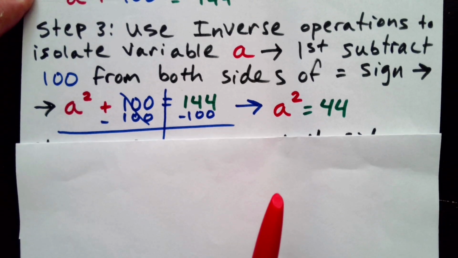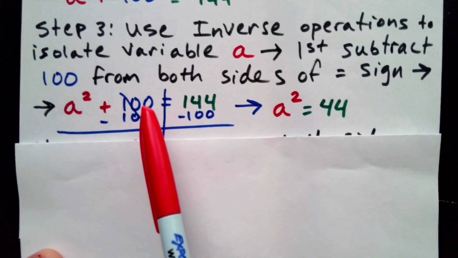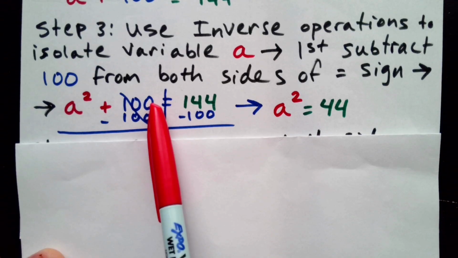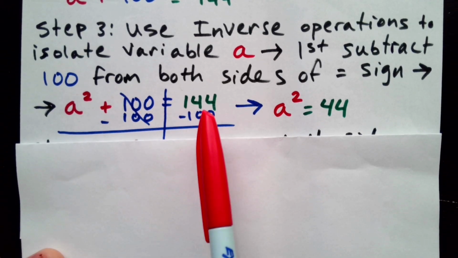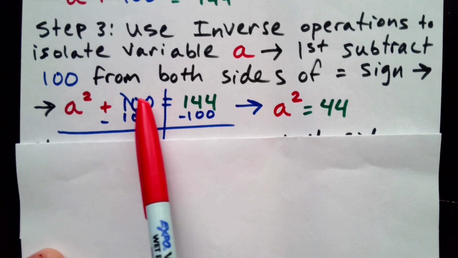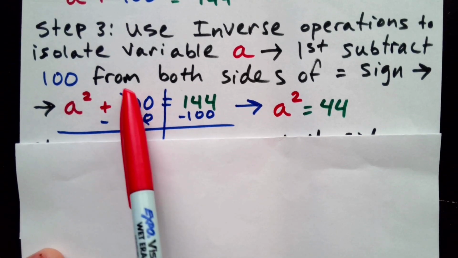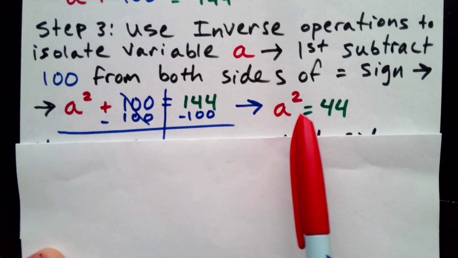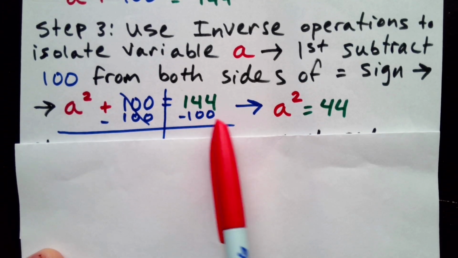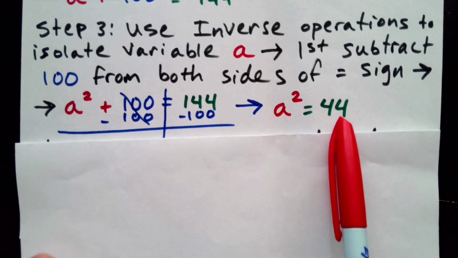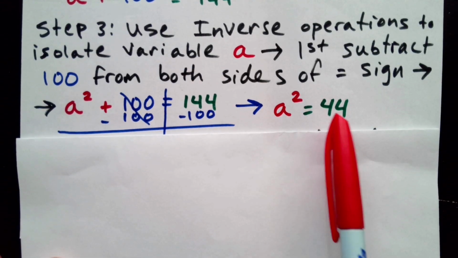So I'm showing you this step here. What's the opposite or the inverse of adding 100? It's subtracting 100. What you do to one side of the equal sign, you have to do to the other side. Positive 100 minus 100 is 0. You're left with A squared on the left side of the equal sign. 144 minus 100, you're left with 44 on the right side of the equal sign.